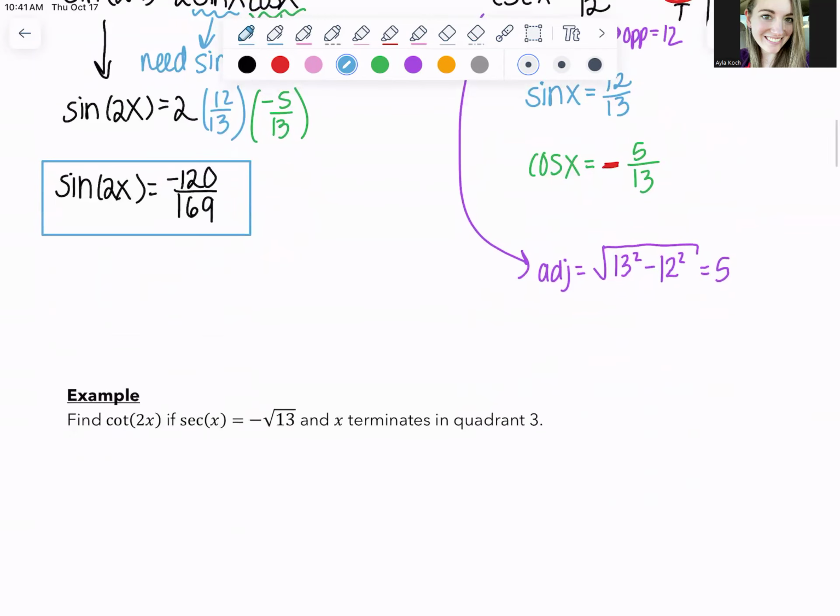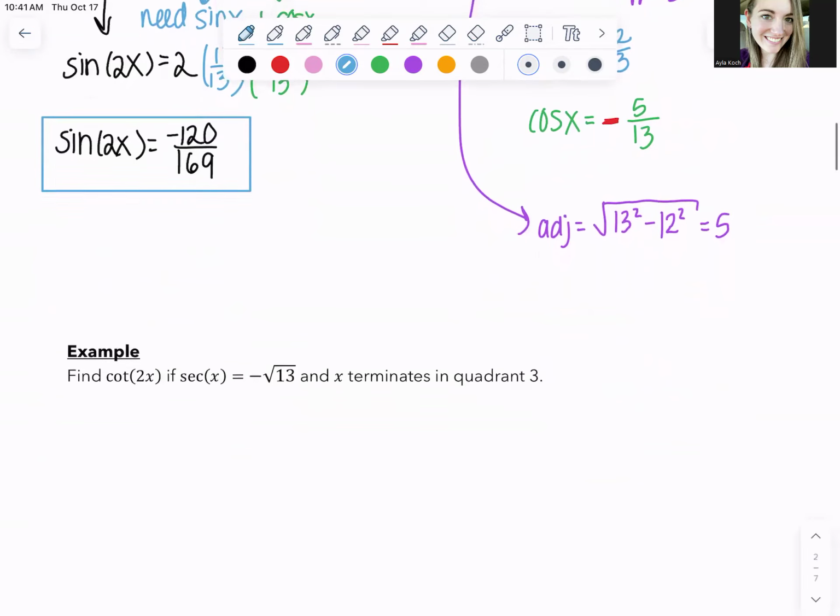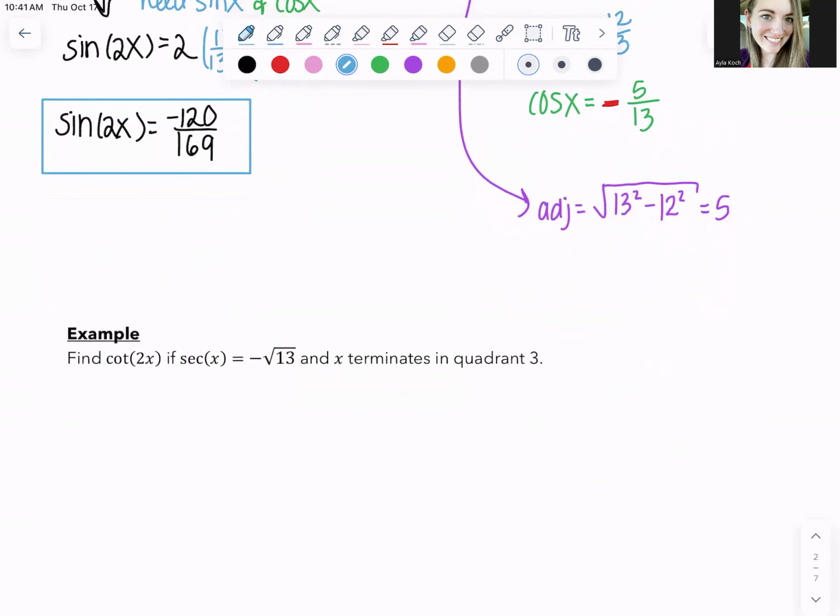All right, one last one. Find cotangent of 2x if secant of x is equal to negative square root 13 and x terminates in quadrant 3. So cotangent of 2x, well, we don't have a formula for cotangent of 2x, but we do have a formula for tangent of 2x. And we know because of the reciprocal identities that cotan of 2x is 1 over tangent of 2x.